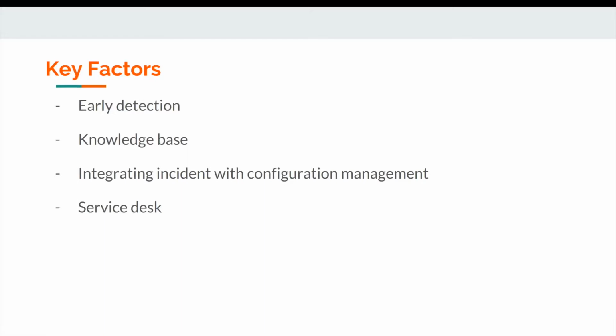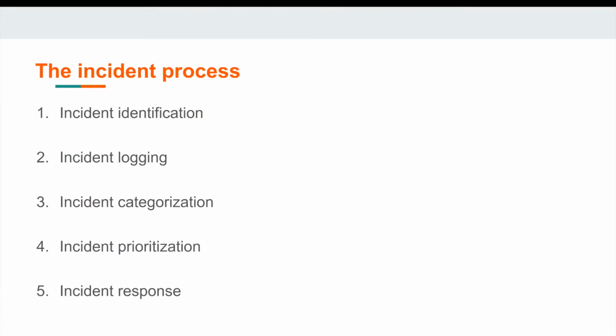Another key factor is having a knowledge base. There needs to be sufficient information on the web and in your organization to know how to troubleshoot issues when they arise. Another is integrating incident with configuration management. A lot of times if you have an issue and you want to solve it, and you don't understand the configuration of your technologies, you're not going to be able to fix the issue without messing up other technologies that you're already running. The fourth, and arguably the most important, is a service desk. You should have service desk agents who have good customer service skills because they will be communicating directly with your customers to report incidents.